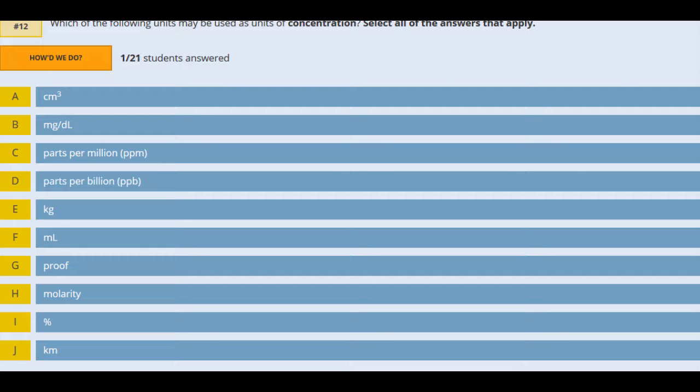We talked about solution concentration. What we're going to be doing is this. We're going to be talking about solution concentrations as being the amount of solute per amount of solvent, or the amount of solute per amount of solution. Which of these units may be used as concentration units? Go 5, 4, 3, 2, 1.